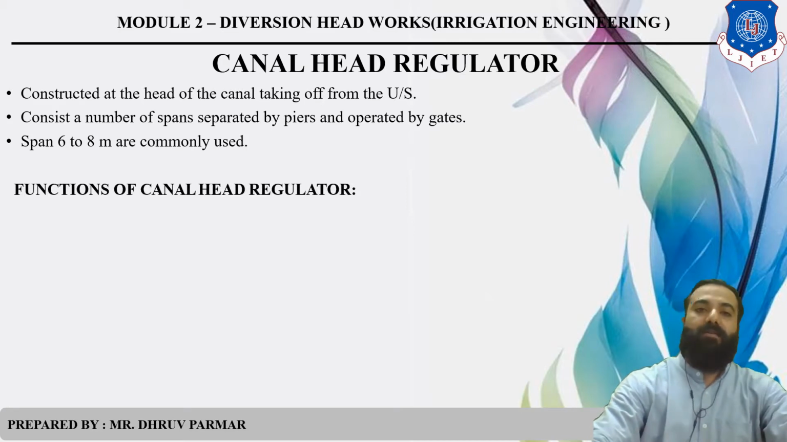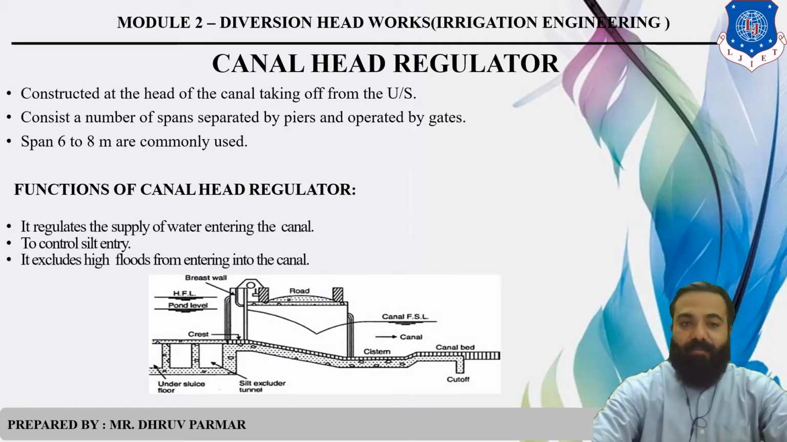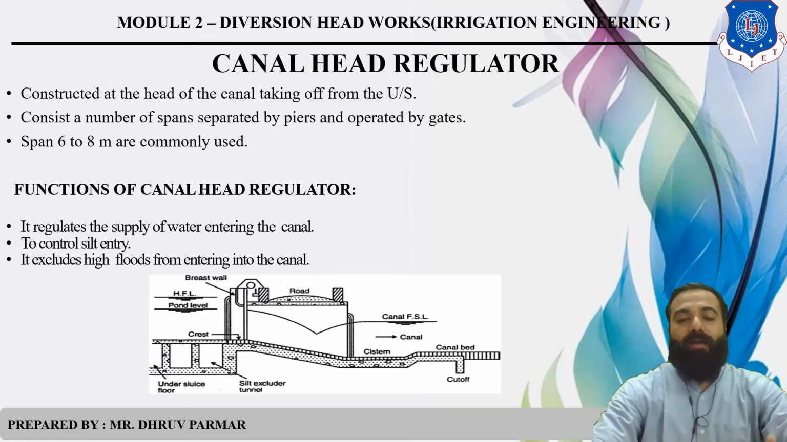So what are the functions or purposes of CHR? This is a diagram of CHR. Clear? So this is a gate, or we can say the breast wall, called the cistern. That is an undersluice and silt excluder, which is below the ground level of CHR. Clear?